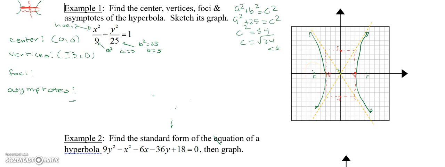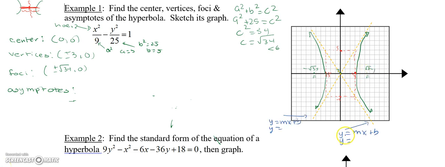So those points are at, I started at 0, and I added root 34, and then I started at 0 and I subtracted root 34. So it's plus or minus root 34, 0. And I'm going to label those values, negative root 34 and a positive root 34.